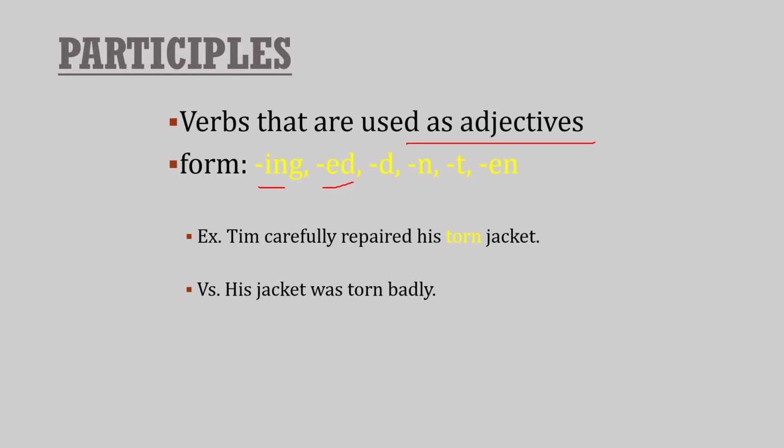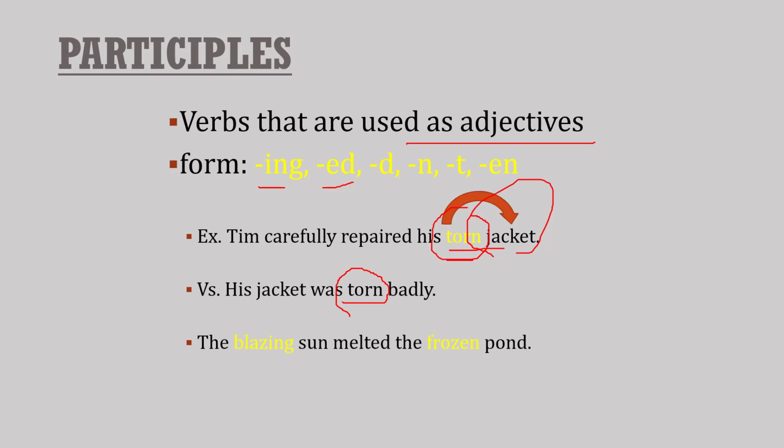Okay? Tim carefully repaired his torn jacket. So, the word torn, it's usually a verb, but it's used as an adjective. What kind of jacket? The torn jacket. His jacket was torn badly. Ito, ginamit siya as a verb. Kasi the jacket was torn. But here, in this sentence, it was used as an adjective. Can you see the difference?